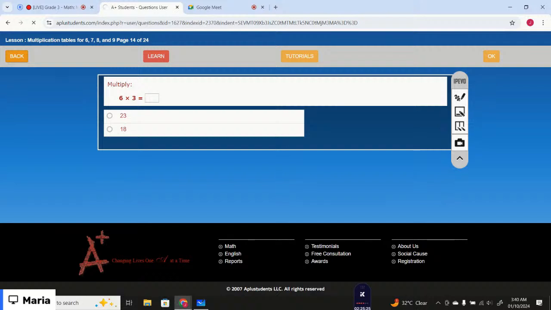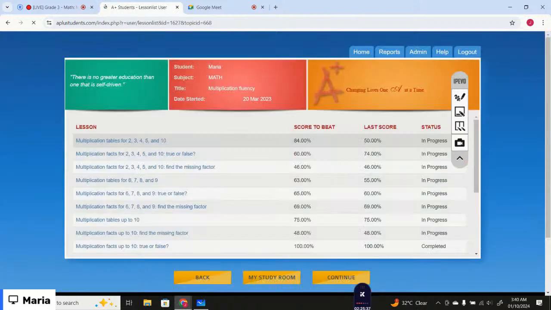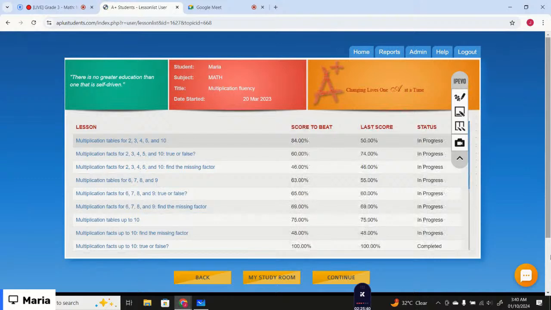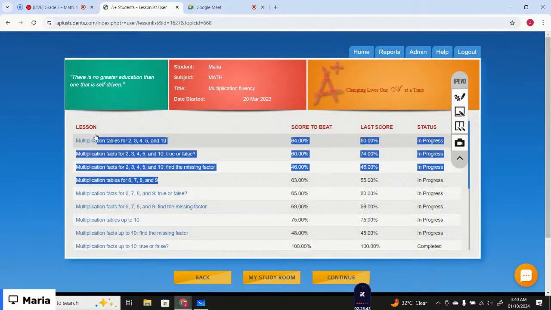So we were working on grade 3 math. The chapter we were working on is multiplication fluency, and the lessons we have covered today are multiplication tables for 2, 3, 4, 5, and 10, multiplication facts for 2, 3, 4, 5, and 10, true or false, multiplication facts for 2, 3, 4, 5, and 10, find the missing number, and multiplication tables for 6, 7, 8, and 9.